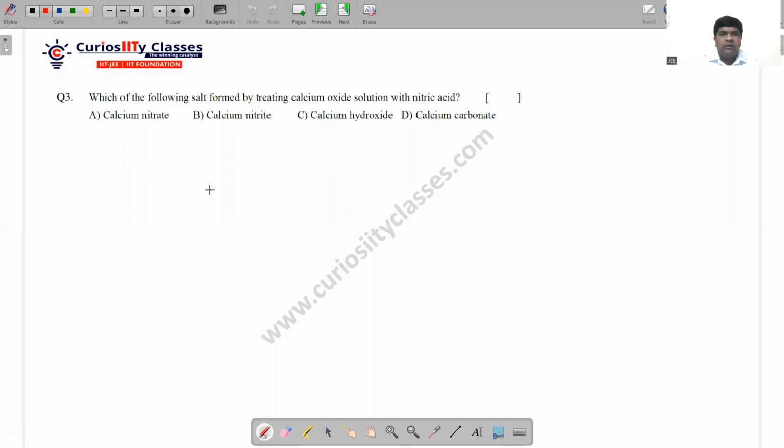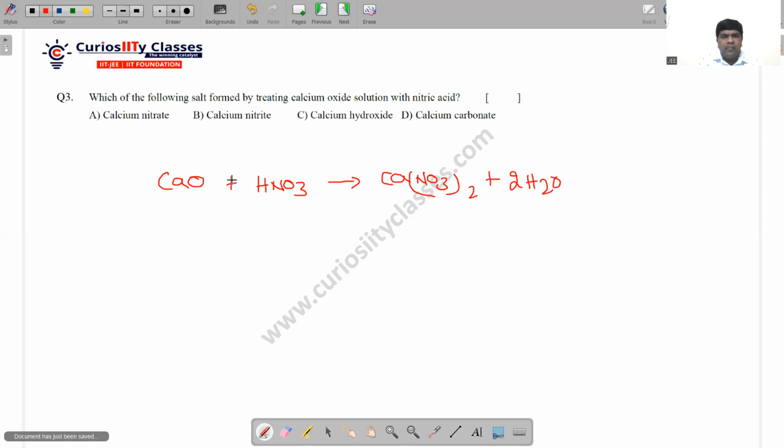Which of the following salt is formed by treating calcium oxide with nitric acid to form calcium nitrate, Ca(NO3)2, and water? Option A calcium nitrate, option B calcium nitrite, option C calcium hydroxide, and option D calcium carbonate. Calcium nitrate is formed. Option A is correct.